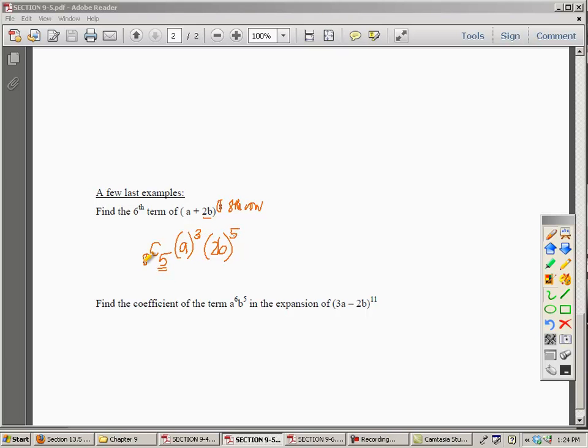So I'm going to actually put this all in. 8 combinations of 5 is 56. Then I have an a cubed. Then I have a 2 to the 5th power. And 2 to the 5th power is 32. And I have a b to the 5th. Now I'm going to multiply 32 and 56. I get 1792, a cubed, b to the 5th. And there is my 5th term.